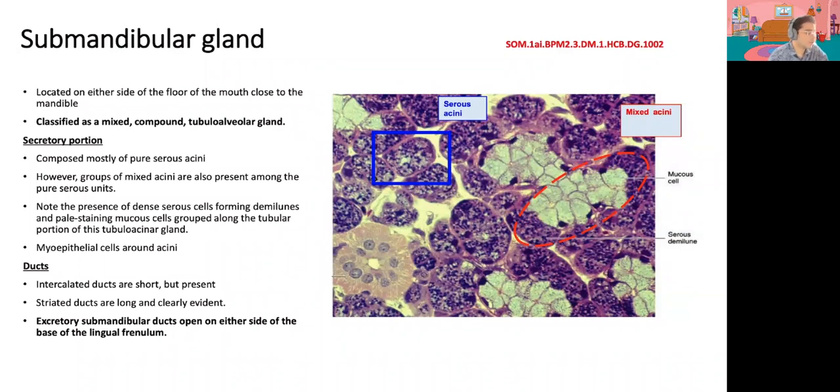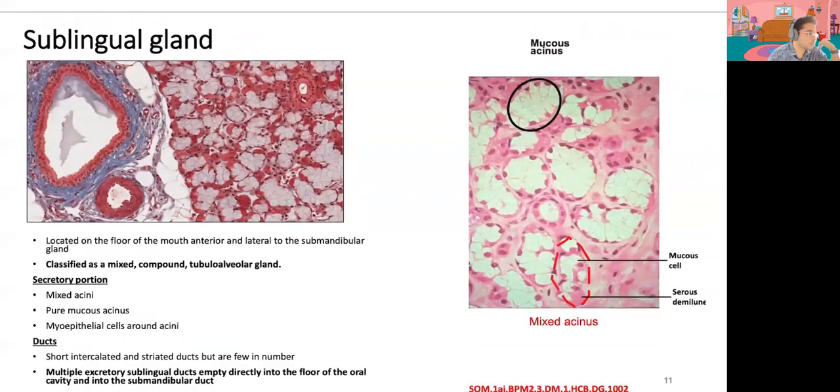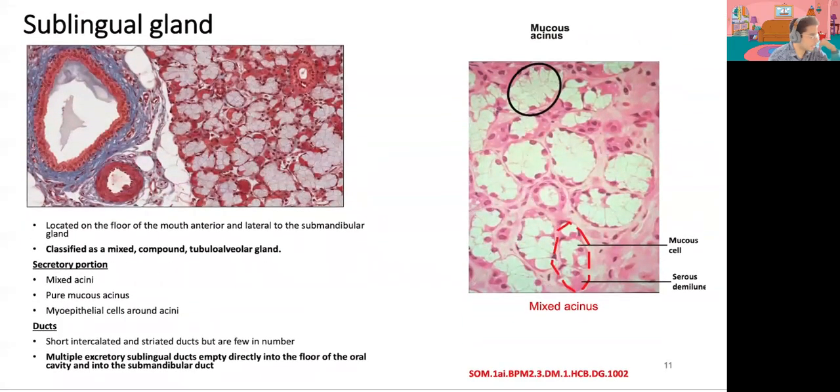So you'd have to counterstain with PAS in order for it to show up properly. Excretory mandibular ducts open at either side of the base of the lingual frenulum. That's a buzzword right there. Lingual frenulum, submandibular glands. That's what I used to get the answer on our DM exam.